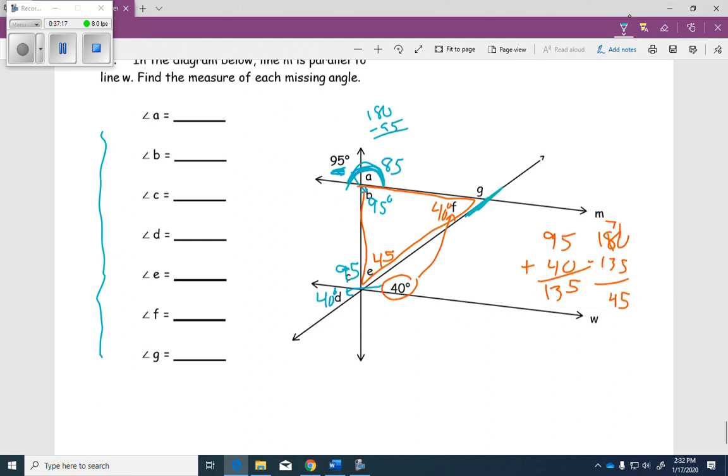If you have one, angle G and angle F are a linear pair. So 180 minus 40 is 140. So now I can go fill in. This is an 85 degrees.